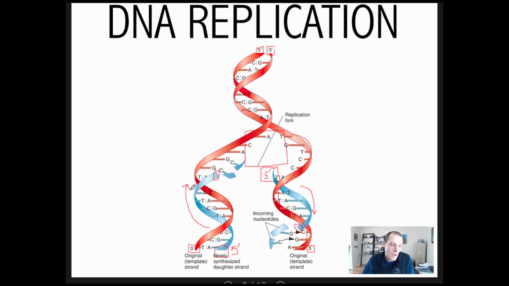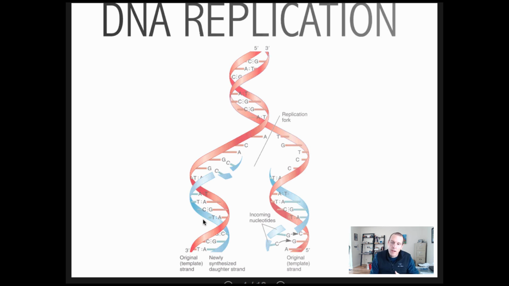So what you now see is we've got one new strand being made away from the replication fork and the other new strand being made towards the replication fork. So you've got two things going in opposite directions. This is going to cause some real problems when we look at the actual mechanics of the enzymes and the process of this happening. So I've set up the problem we need to solve.